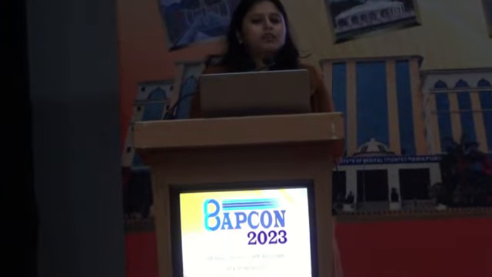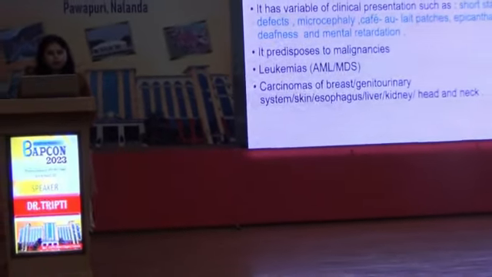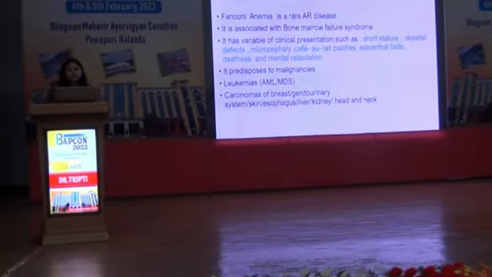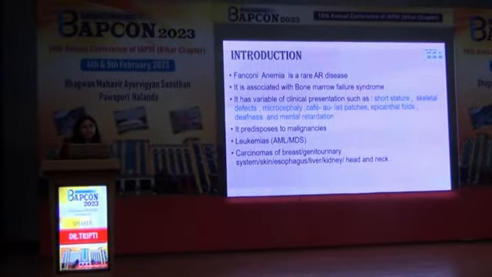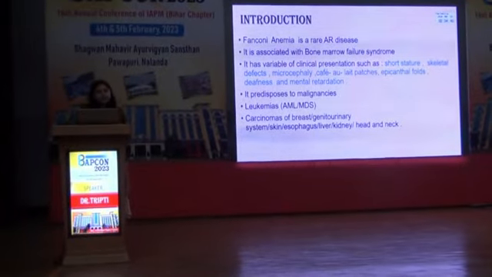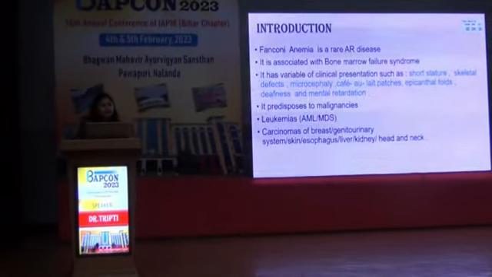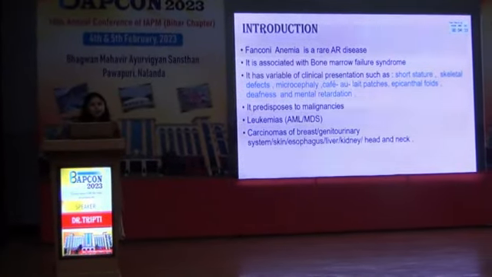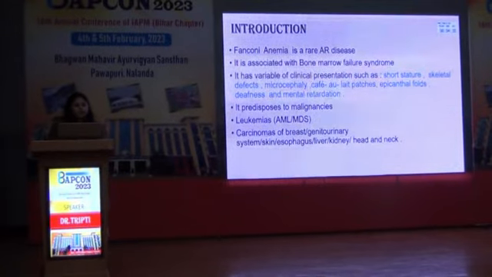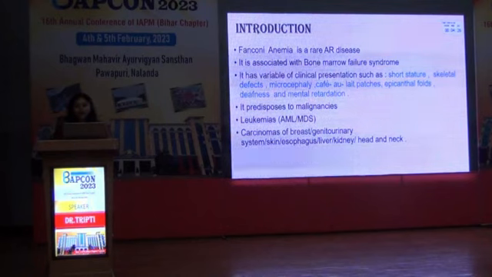Good morning, sir. The topic of my presentation is hematological and chromosomal analysis of siblings having Fanconi anemia. Fanconi anemia is a rare autosomal recessive disease associated with bone marrow failure syndrome. It has variable clinical presentations such as short stature, skeletal defects, microcephaly, café-au-lait patches, epicanthal folds, deafness, and mental retardation. It predisposes to various malignancies like leukemias and carcinomas. We have AML and MDS, and in carcinoma, it affects breast, genitourinary system, skin, esophagus, liver, kidney, head, and neck.